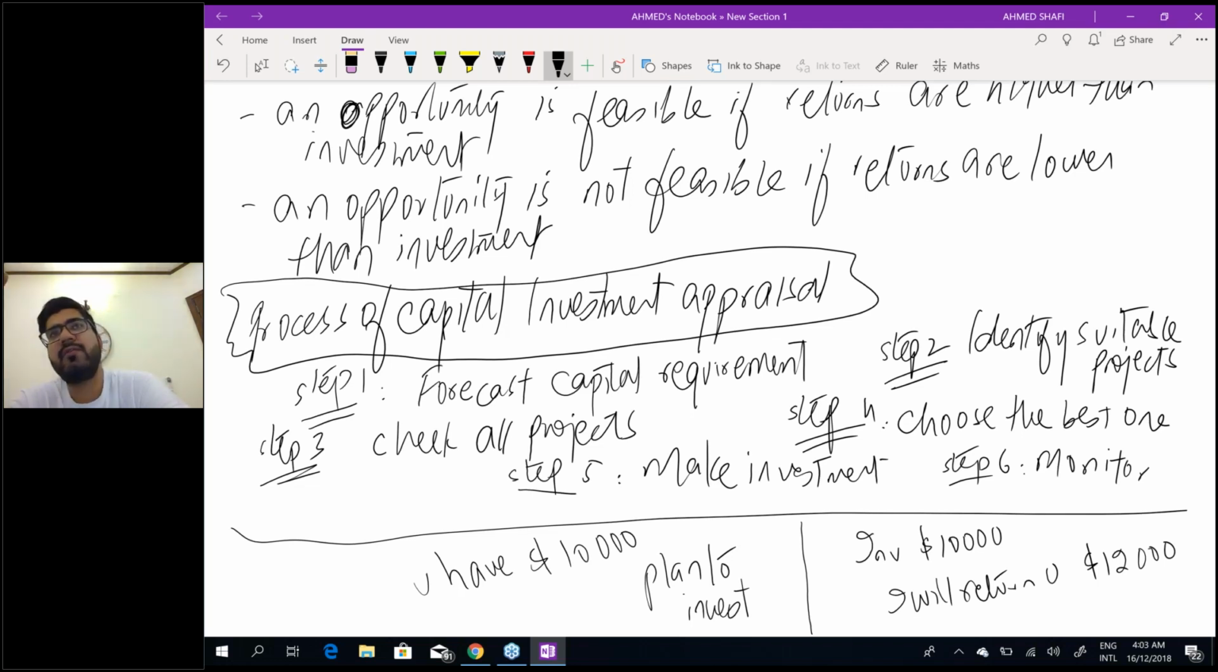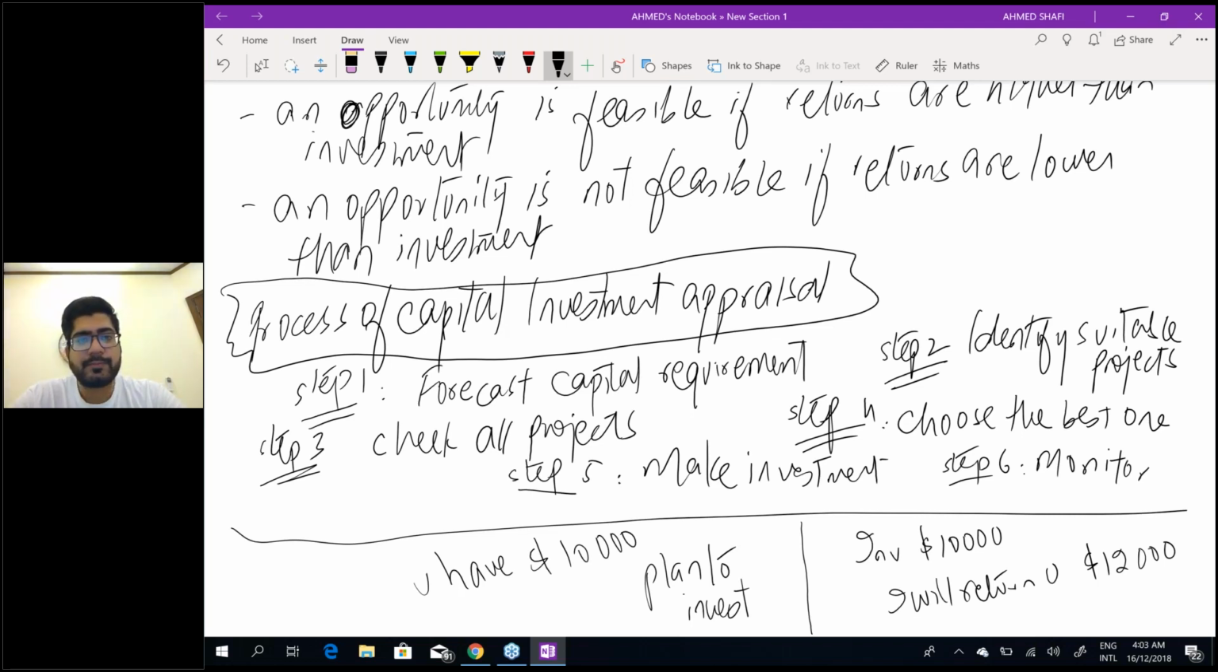Obviously, you will only invest in that opportunity if returns are higher than investment. So if returns are higher, you will invest. If returns are not higher, then you won't invest. So this is what basically an appraisal question is, that you will be given an opportunity and you will be asked to evaluate whether we should go there or not. Okay.